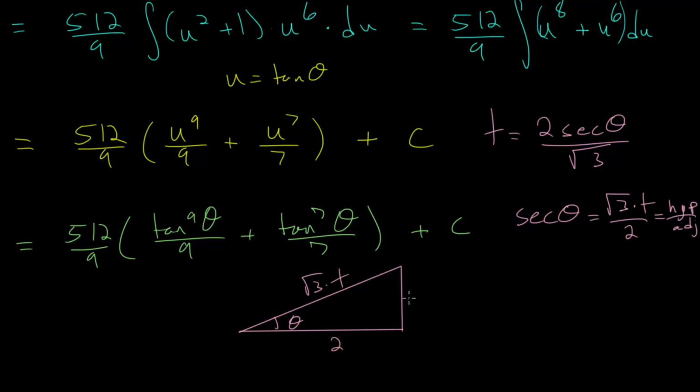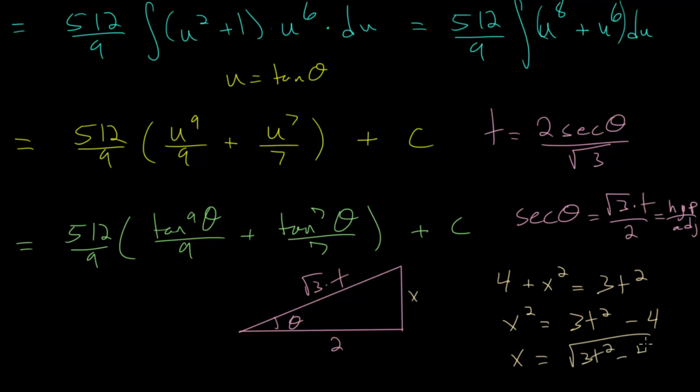And we need this opposite side, which let's just call it x. We can use the Pythagorean theorem to relate these. We have 2 squared plus x squared, or 4 plus x squared. This is equal to the hypotenuse squared, which is 3t squared. And solving for x squared is 3t squared minus 4. Square rooting everything, we get x is the square root of 3t squared minus 4. So we can figure out the tangent of theta. That's just the opposite over the adjacent. The opposite was the square root of 3t squared minus 4 all over the adjacent, which is 2. So we have our information now.